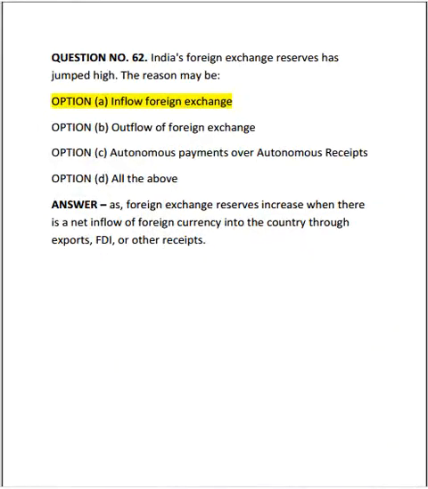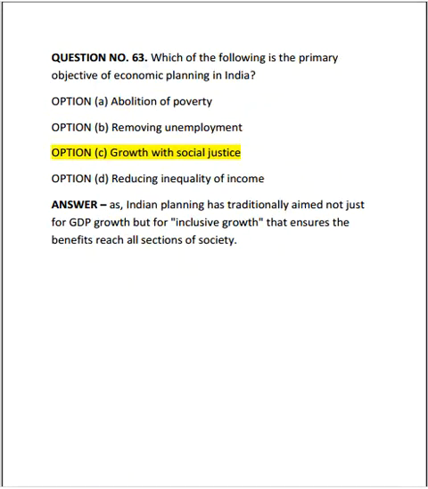Question No. 62. India's foreign exchange reserves has jumped high. The reason may be Option A. Inflow foreign exchange. Option B. Outflow of foreign exchange. Option C. Autonomous payments over autonomous receipts. Option D. All the above. Answer: foreign exchange reserves increase when there is a net inflow of foreign currency into the country through exports, FDI, or other receipts.